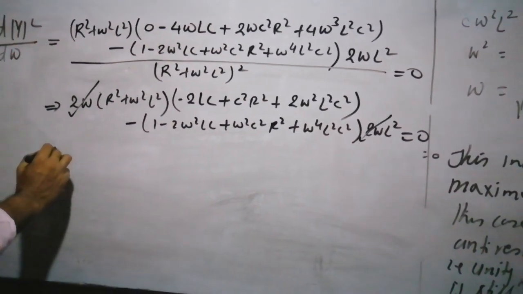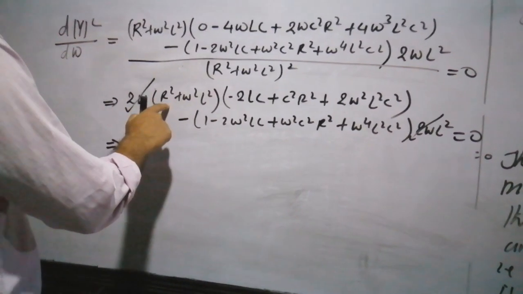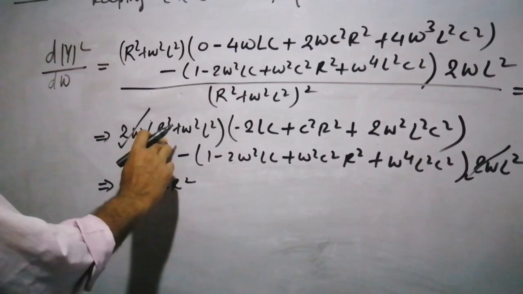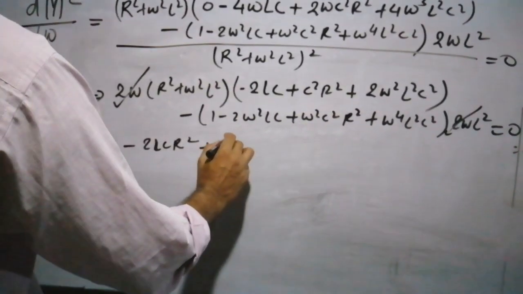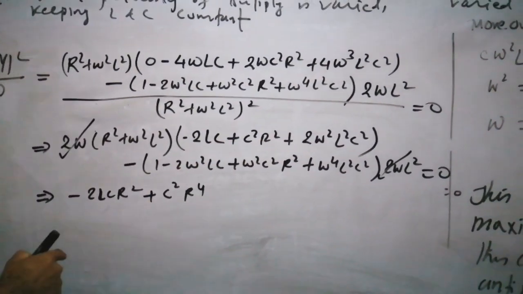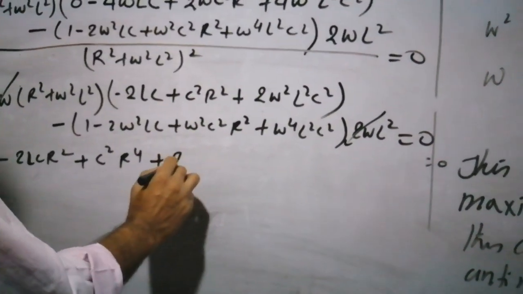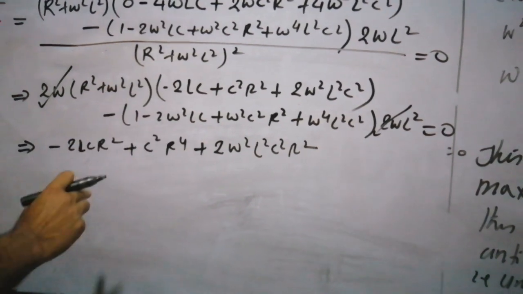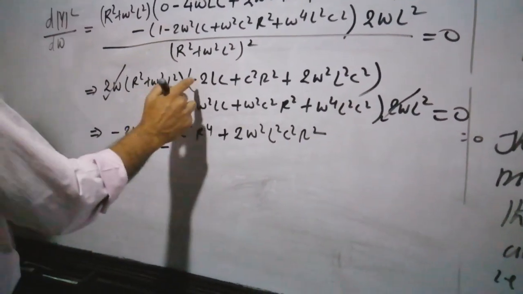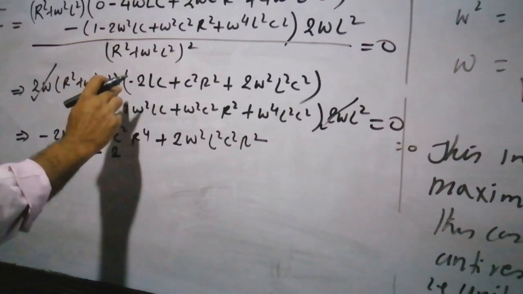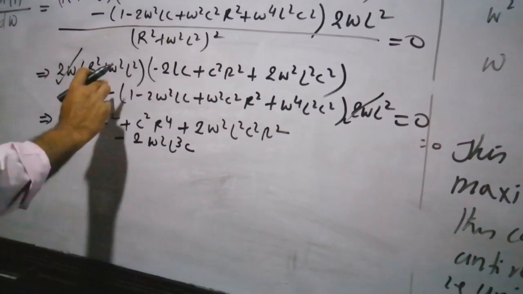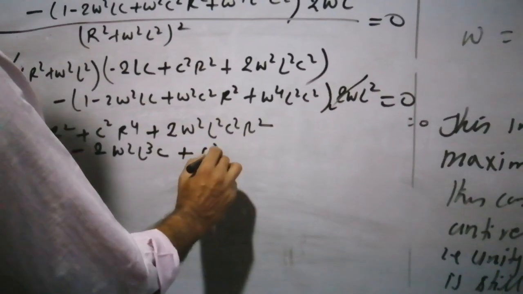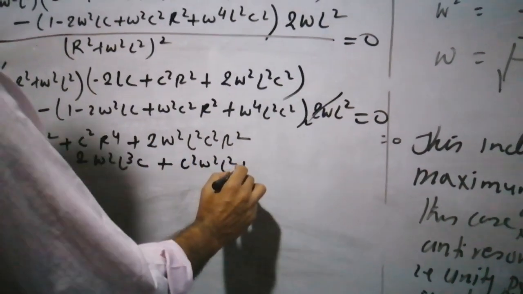Now I have to multiply this term. See this, you may find this boring work. Minus 2 LC R square, and next this I have to multiply, and so this gets C square R4, C square R4. Next I have to multiply by this, and so it's 2 omega square L square C square R square. Again I have to multiply by omega square L square, see this, so big terms coming. Minus 2 omega square L cube C, and these terms, and so I'm getting the C square omega square L square, even the R square also.